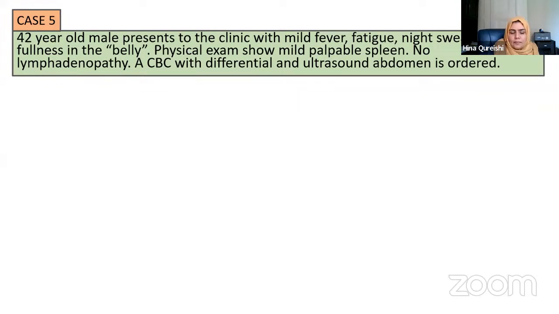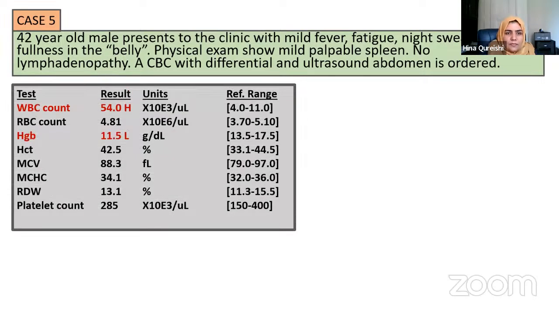Lastly, the case is about a 42-year-old male who is symptomatic, presenting with fever, fatigue, night sweats, and fullness in the belly. Physical exam shows a palpable spleen. There is no lymphadenopathy. Ultrasound and CBC are performed. This patient has a very high white count and mild anemia.